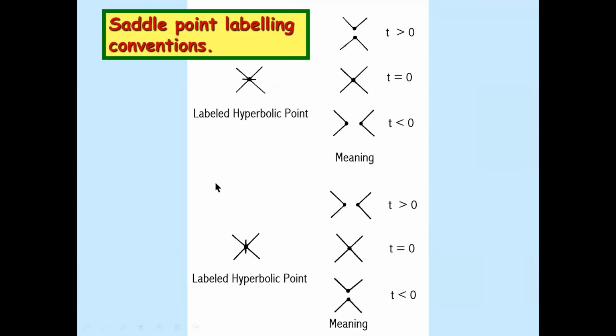And so we'll use the following labeling convention. If the saddle point opens up going up, it's labeled by a mark in this fashion, and in the opposite direction, it opens up in the other direction. So we'll use the following labeling scheme.